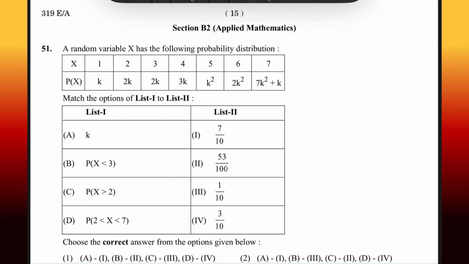So today we are continuing with our previous year question solving of the 2024 paper. Today we are starting with our applied mathematics section, which is section B2 in the question paper. So without any delay, let's get started.